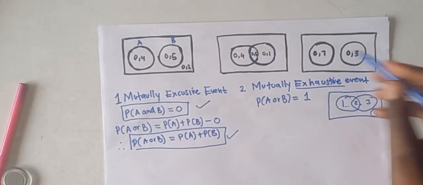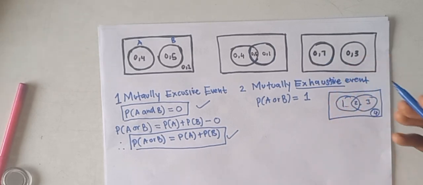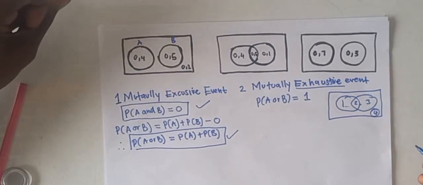To prove that events are mutually exhaustive, you just have to show that the probability of A or B is equal to 1. Or you can draw a Venn diagram showing that all the elements of the sample space are used. That's how you can prove it.